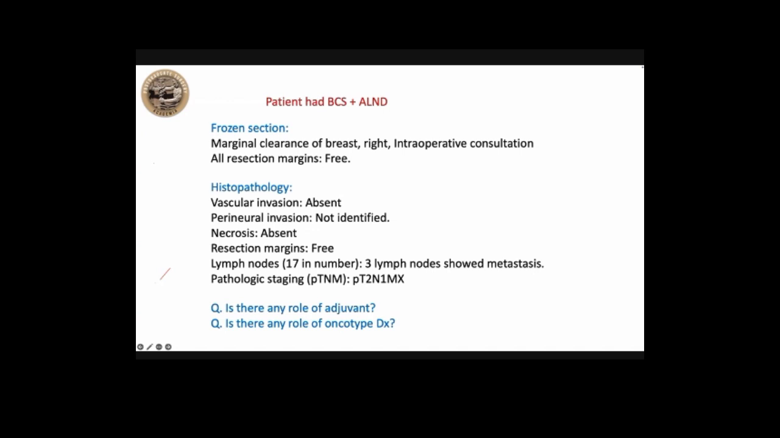Any question? Sir, the patient had axillary lymph node dissection. So after every axillary lymph node dissection, is it feasible to go for axillary radiotherapy again? Again radiotherapy to the axilla?